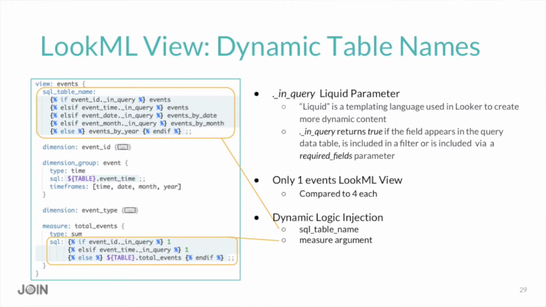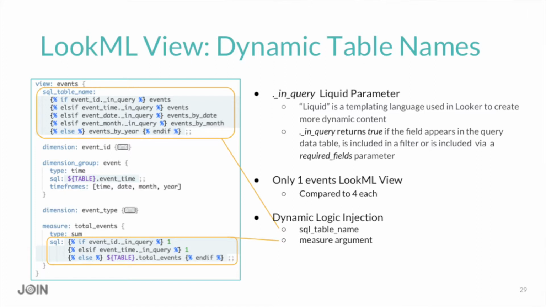So we're using the Liquid parameter in_query here. In_query returns true if the field is included in the query itself. If you're filtering on it, if it's involved anywhere in the explore context, that will return true. So in the example above, if the user has selected event ID, that's a row-level, event-level piece of information, so we're going to need to use the raw data table, the events table. However, if ID is not used, if the event time is not used, if the event date is not used, but we're filtering on month or grouping by month, we'll get down to the second to last row in that upper block, and we'll use the events by month table.